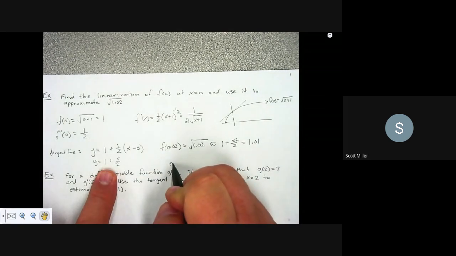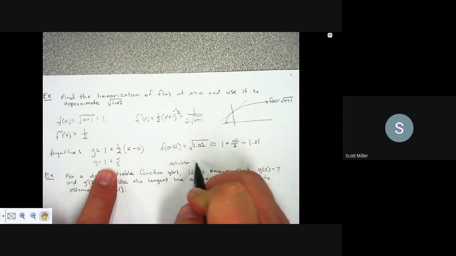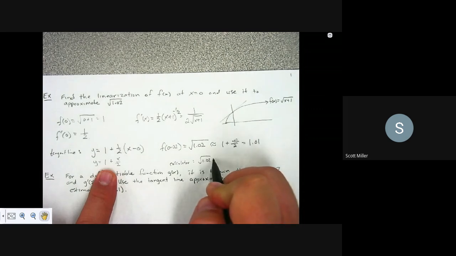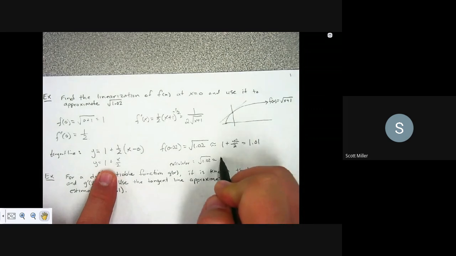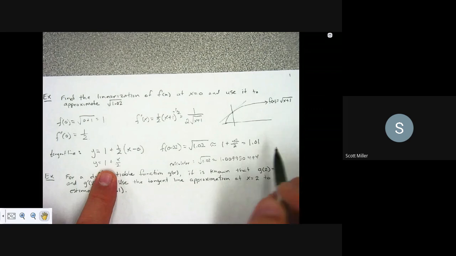If you use your calculator and type this in, you're still going to get an approximate value, but here's what you get off the calculator: 1.00995049. So you can see that that's a pretty good approximation for the actual value.